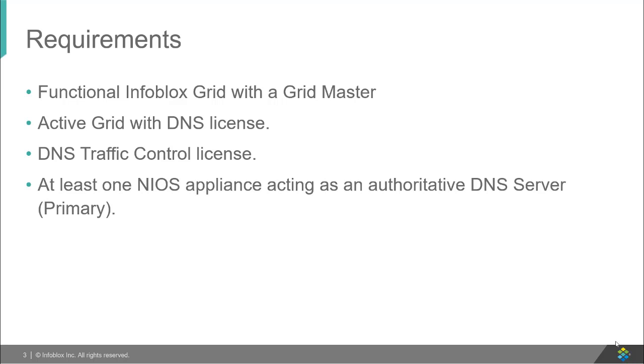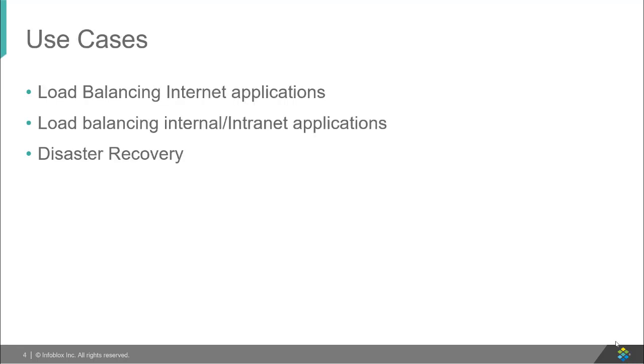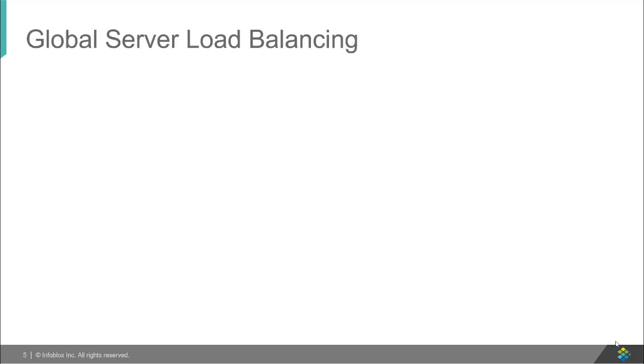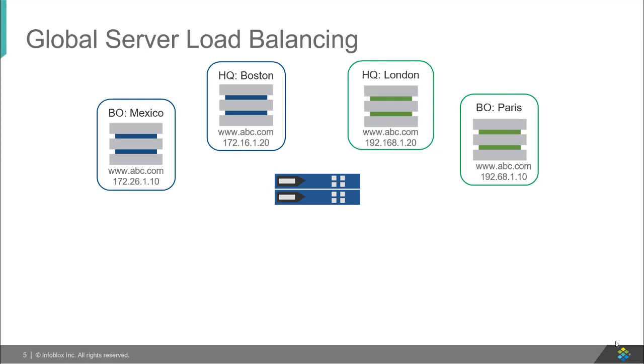You also need an active grid with a DNS license, the DNS Traffic Control license, and at least one NIOS appliance acting as an authoritative DNS server. The most common use cases include load balancing internal and external applications that are hosted on the internet, and disaster recovery. In this use case, we use the inbuilt MaxMind database support, which contains information about which IP address blocks belong to which geographical area of the world.